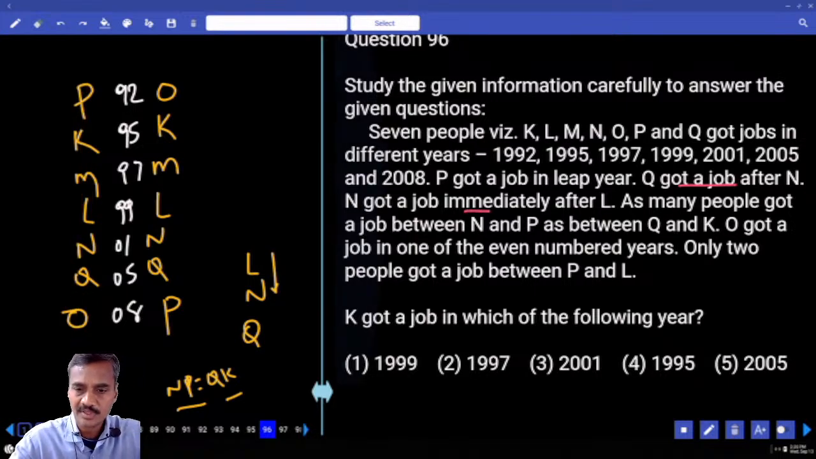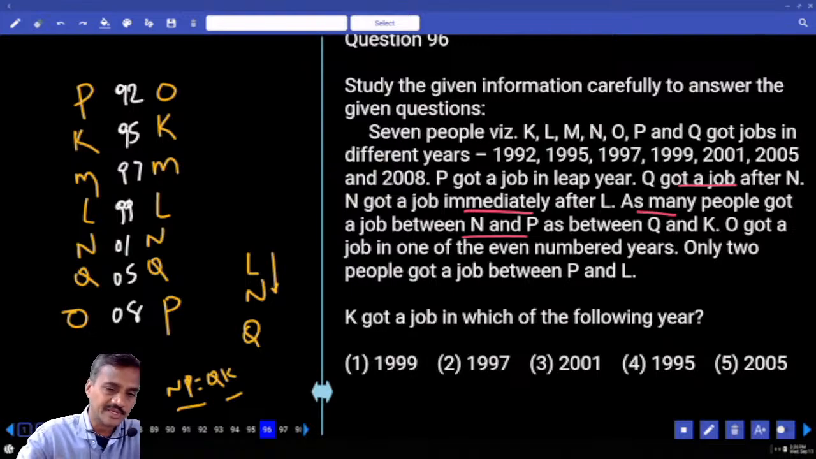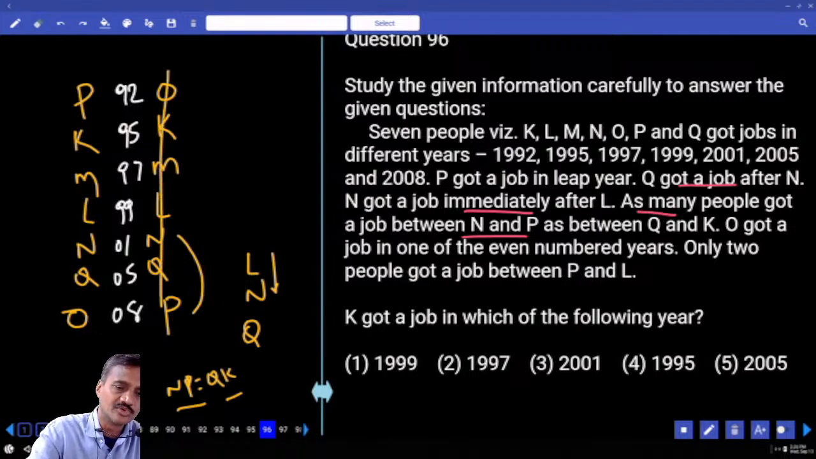Next, N got a job immediately after L. And as many between N and P. Between N and P, how many people are there? 3 people. And between Q and K there must be exactly 3 people. Here between N and P there is one person, and between Q and K there are more persons. This is ruled out. So what is the final arrangement?